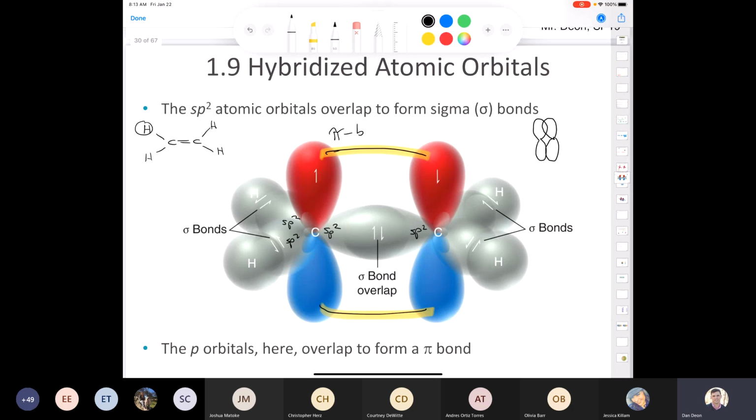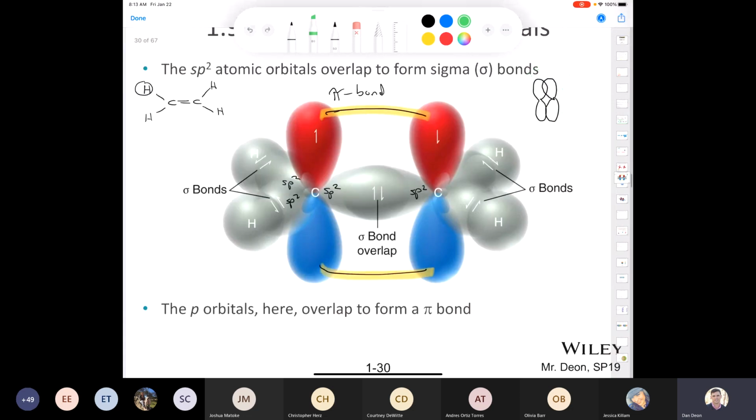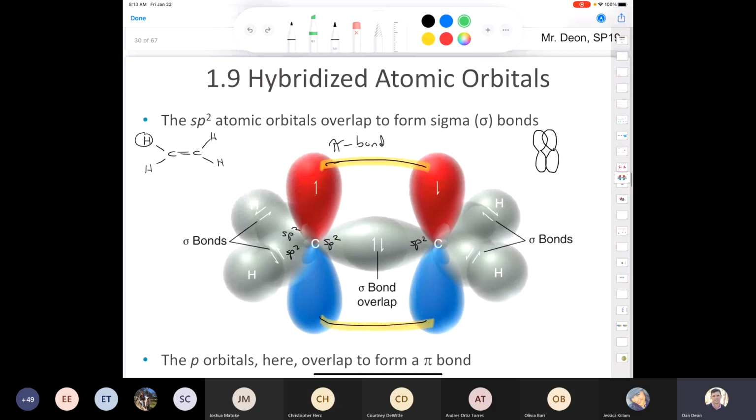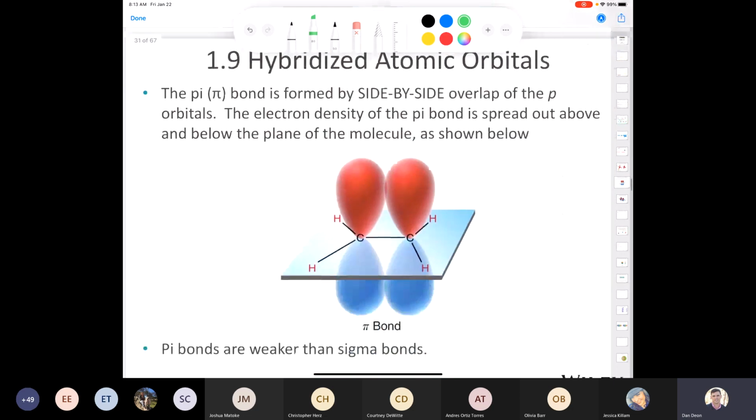Now, don't get confused. Just because I put a line here and a line here, it doesn't mean it's a triple bond, okay? When you have the overlapping of 2 p orbitals like this, that is a pi bond. One pi bond, but it overlaps in 2 spots. But it's still just 1 bond, all right? So the p orbitals, again, overlap to form a pi bond. Well, let's move on from there.